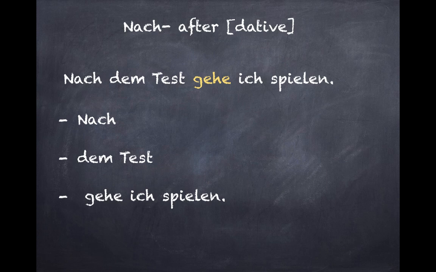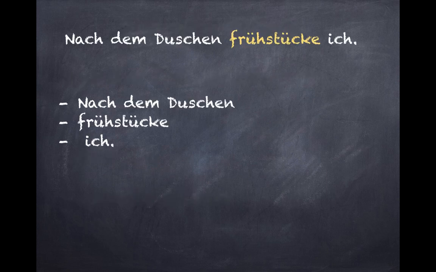You can also reverse it. Ich gehe spielen nach dem Test. I go to play after the test. Nach dem Duschen frühstücke ich. Nach dem Duschen. Das Duschen, again we have made a noun out of a verb. Frühstücke is the verb at second position and then ich. You can also reverse it: Ich frühstücke nach dem Duschen. I have breakfast after the shower.